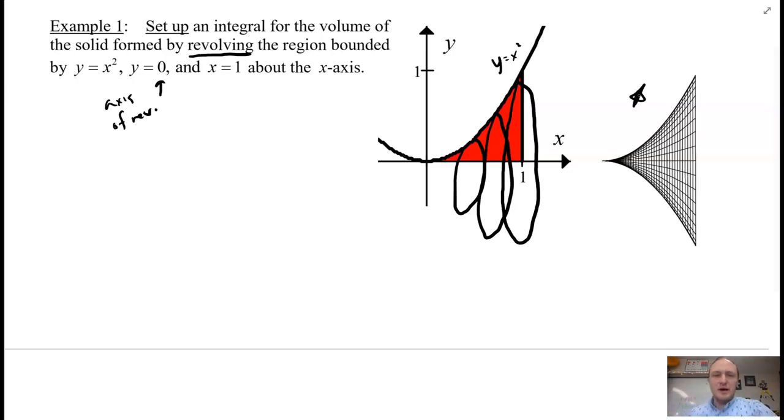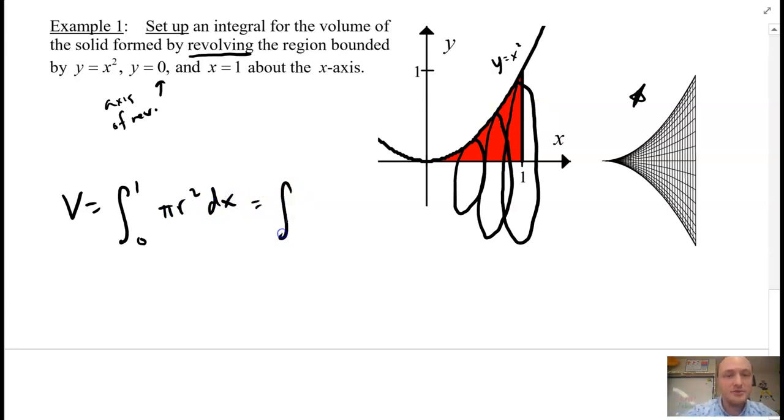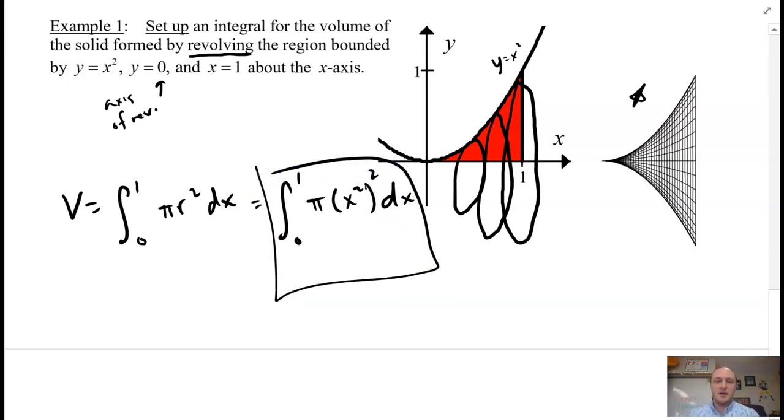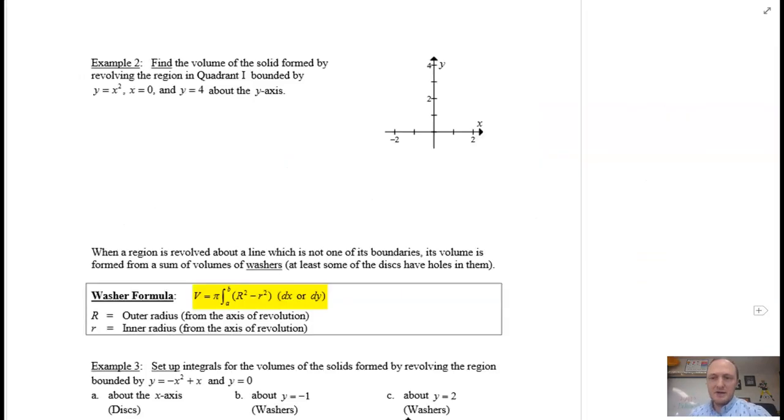I'm going to set up my integral. So volume is equal to the integral from 0 to 1. When I'm rotating this, my base is going to be a circle, and that is pi r squared, dx. So again, what's our radius? Our radius is equal to x squared, so 0 to 1 of pi r squared, which is x squared, dx. And there is your answer. So there is our integral. All right, example 2.